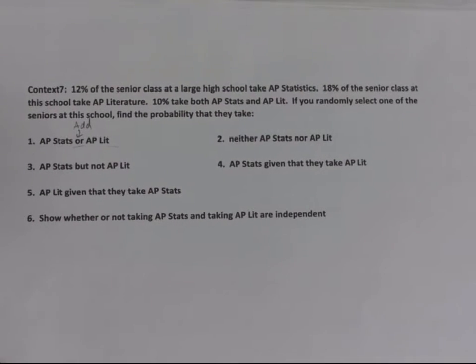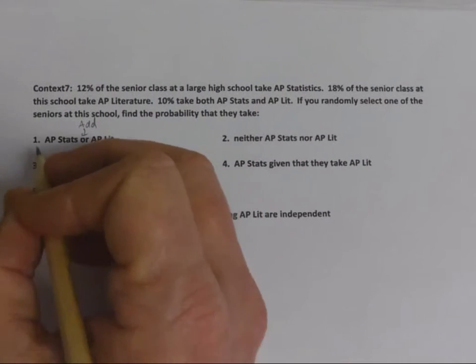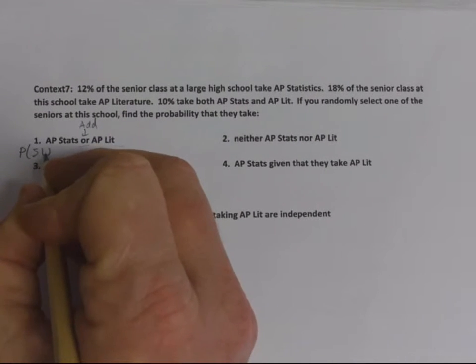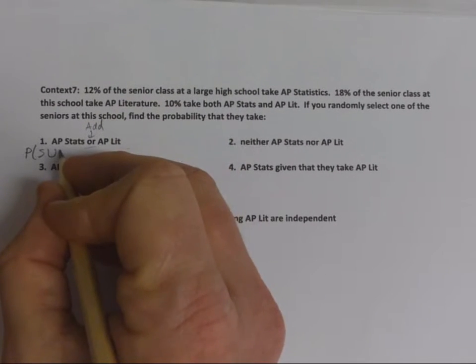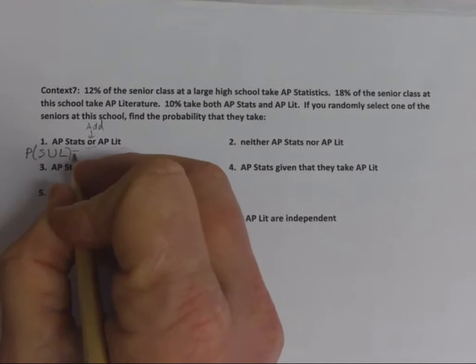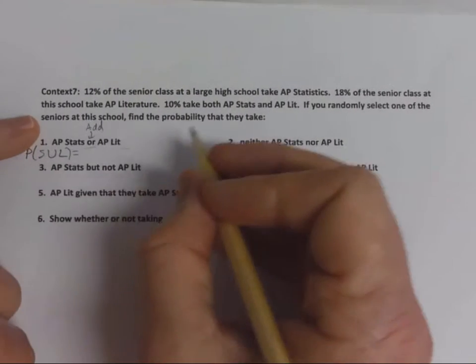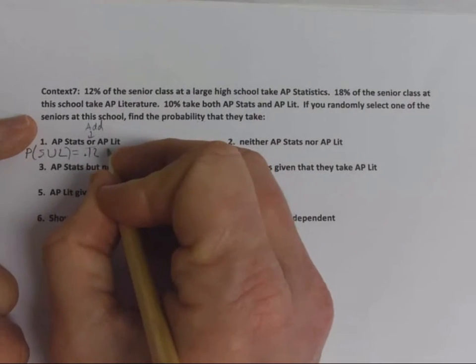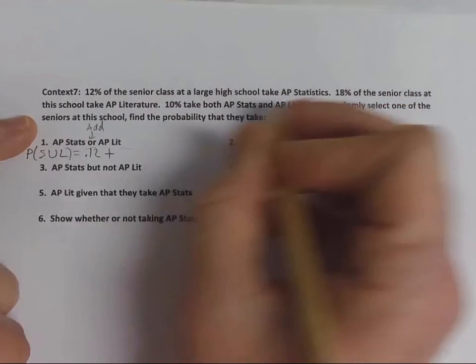We're going to add those two probabilities together. But the problem is this. Our little notation here would be the probability of stats, and then "or" means union, and we'll talk about this notation later. So stats or lit is you would add up the stats. The probability of stats is 0.12. Or means add 0.1 or 0.18.